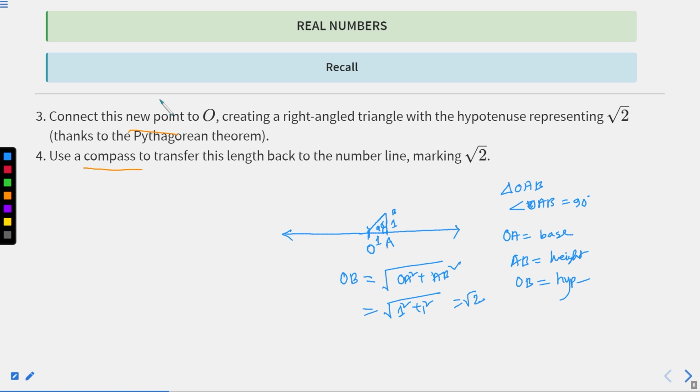So if we connect the new point B to O, it will create a right angle triangle with the hypotenuse representing root 2, thanks to the Pythagoras theorem. Then we use a compass to transfer this length back to the number line and mark root 2. So here we use a compass and draw an arc with center O and radius OB.